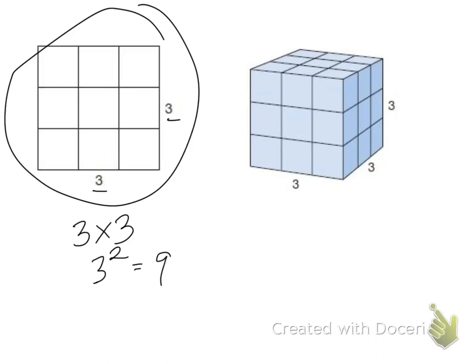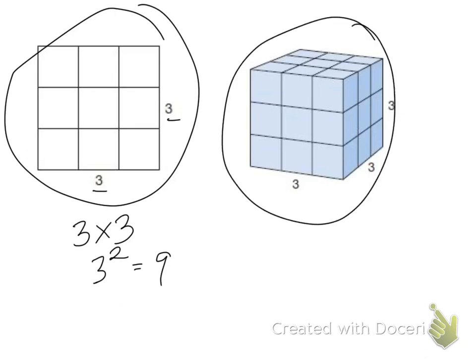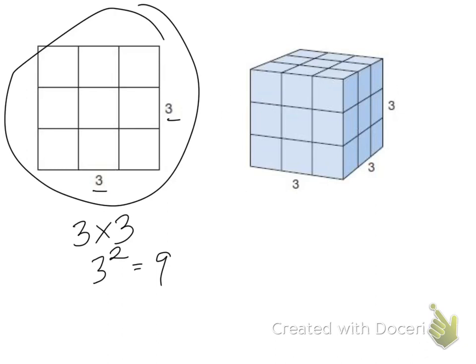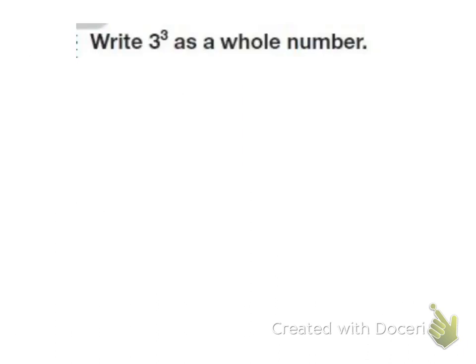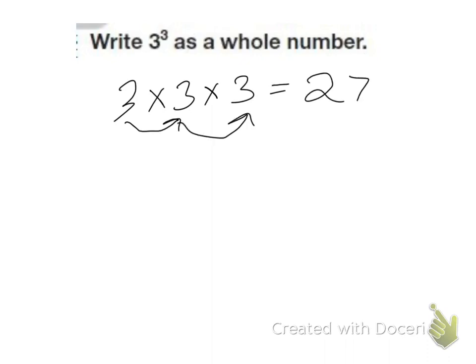Now 3 cubed references a cube, which has to do with volume, because each edge of a cube is 3 units long. So this would be 3 cubed, or 3 times 3 times 3, which is the same as 27 units. So there would be 27 blocks in here that I could count. This says write 3 cubed as a whole number. So we multiply 3 3's together. 3 times 3 times 3. Well, 3 times 3 is 9, times 3 is 27. So my answer would be 27.